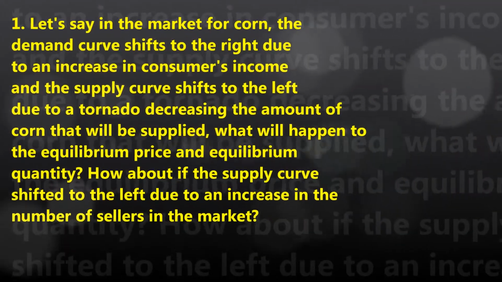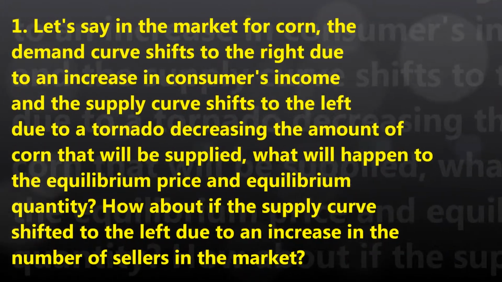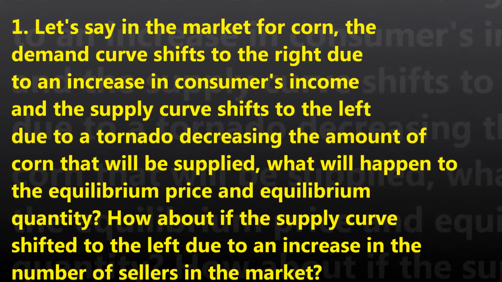Time for a concept test. Let's say in the market for corn, the demand curve shifts to the right due to an increase in consumers' income, and the supply curve shifts to the left due to a tornado decreasing the amount of corn that will be supplied. What will happen to the equilibrium price and equilibrium quantity? How about if the supply curve shifted to the right due to an increase in the number of sellers in the market?